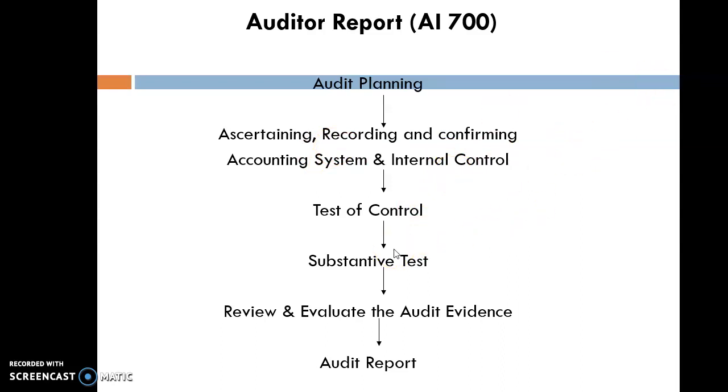the auditor should do the substantive tests, which are tests towards the internal controls and tests regarding, for example, the property, plant and equipment check, doing reconfirmation, recalculation, inquiry, etc. And then the auditor has to review and evaluate the audit evidence.